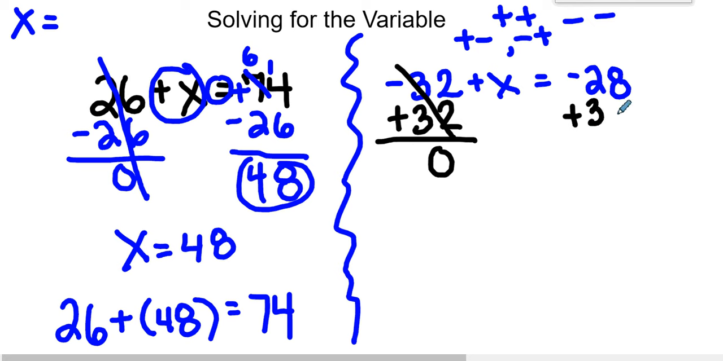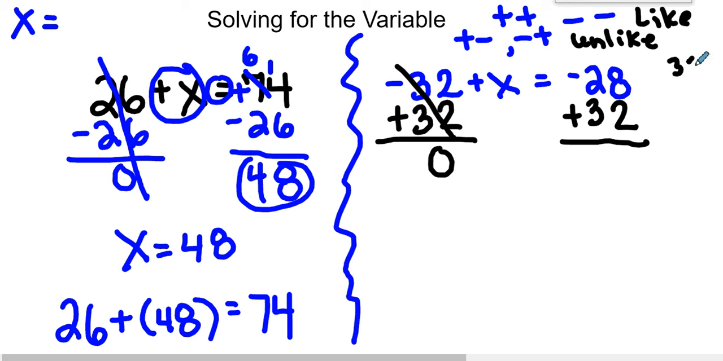Plus 32. Now we have a negative and a positive. Is that a like sign or an unlike sign? Unlike. We have unlike signs. Do we add or subtract? Subtract the smaller number from the greater number. So 32 minus 28. Borrow from the 3, make it a 2, make that a 12. 8, 9, 10, 11, 12, that's 4.